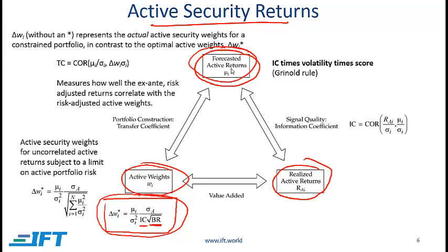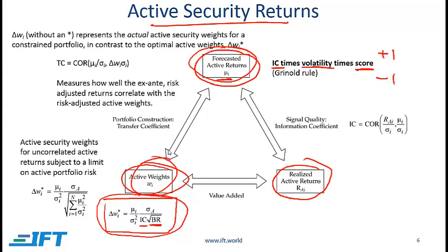This box here represents the forecasted active returns for each security in the portfolio, and we can calculate this as follows. The information coefficient times the volatility of that particular security times something called the score. The score is a number that tells us whether we expect the security to outperform or underperform. So if the score is +1, that means we expect the security to do well. If the score is a minus number, then we expect the security to not do so well.